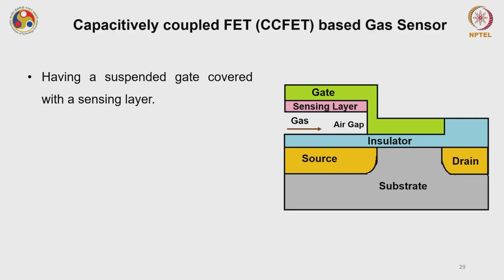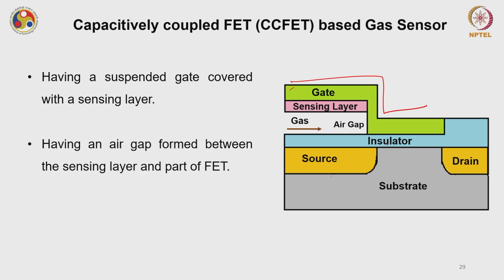Now there is another class of device, which is the capacitively coupled field effect transistor. Just have a look at the structure of this device. This also has a suspended gate which is covering the sensing layer. So this is your sensing layer, and the gate is made like a step kind of structure. The rest, insulator, source, drain and substrate, remain similar. Here also there is an air gap, and gas can come in this air gap.